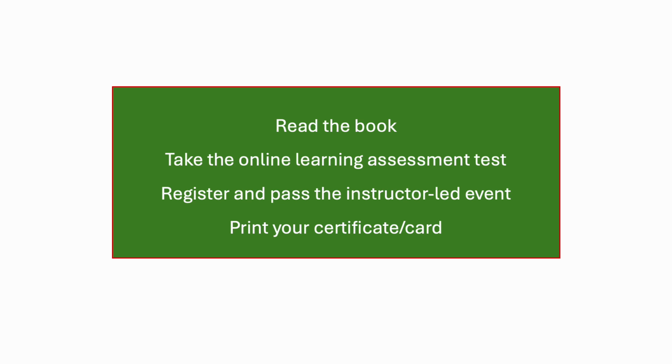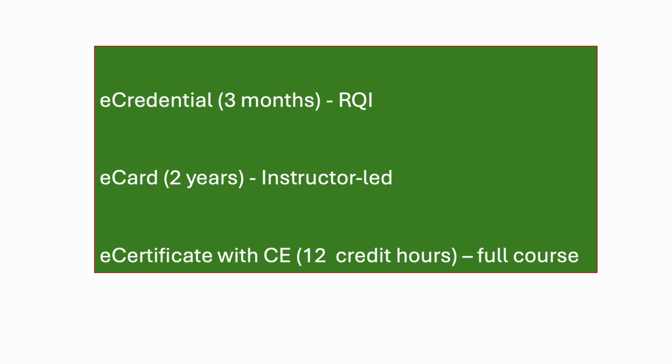So basically, like I said, 4 stages: read the book, take the online assessment test, register and pass the instructor-led event, and then print your e-card. This card and certificate is valid for 2 years, so you can renew. Suppose you finish on April 2nd, your card will be valid till April 30th. So you have the month to recertify. Make sure you keep track of these cards, because you don't want to have an expired card on your credential. So like I said, again, the e-credential through RQI is only every 3 months you have to do that. E-card is good for 2 years, and you have to do the instructor-led there.